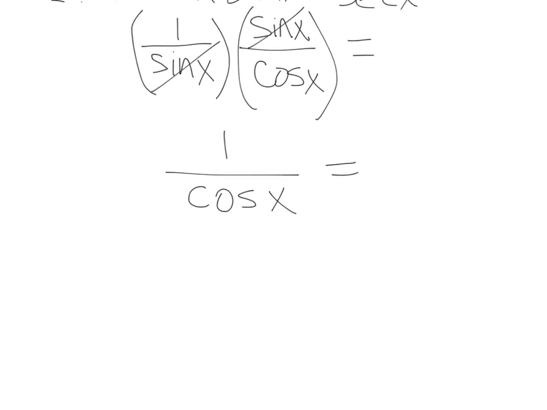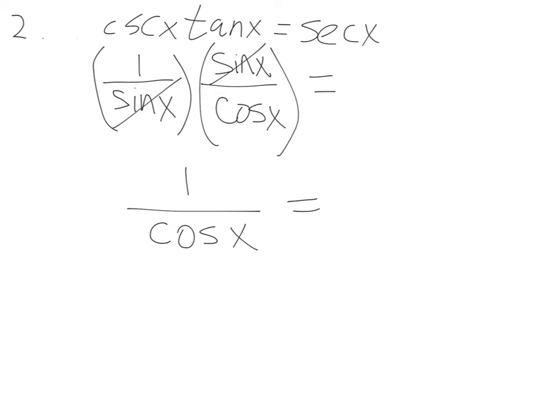Well, we know that cosecant x, or cosine in the denominator is secant in the numerator. So I can simply just turn that into secant, and we are done. Okay, moving to number 3.